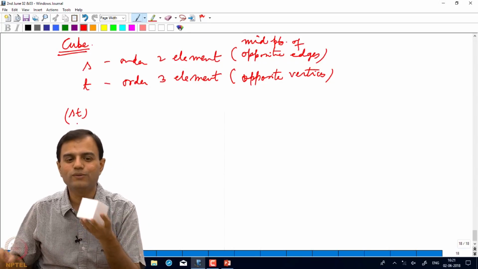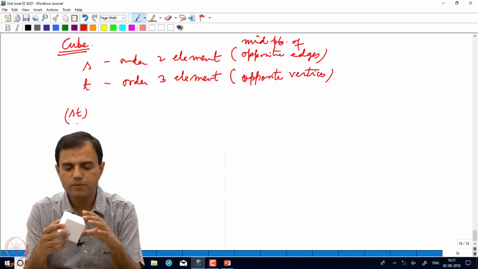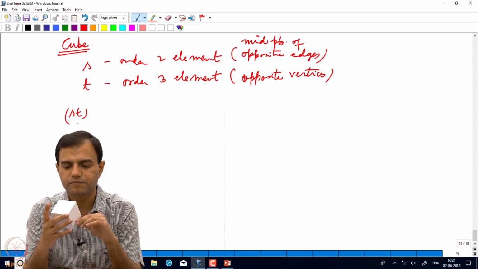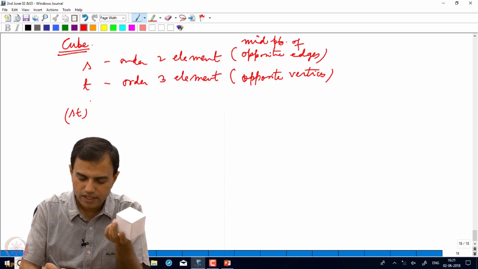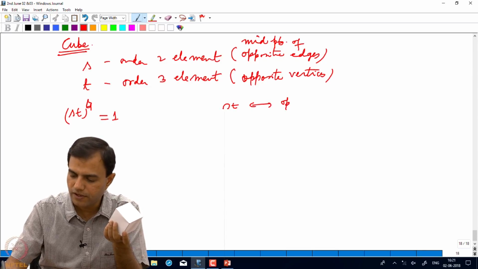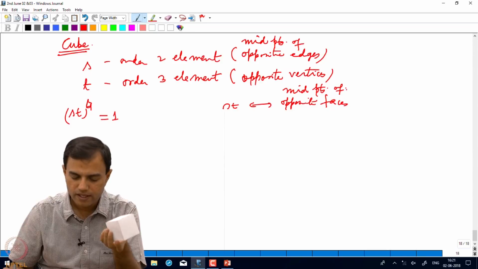So again, you can actually do an experiment. If you want, you can label them so that you remember what is the identity position. If you do the order 2 element, and after that you do the order 3 element, what you obtain is an order 4 element. So ST to the power 4 is actually 1, and ST is obtained by considering the midpoints of opposite faces.